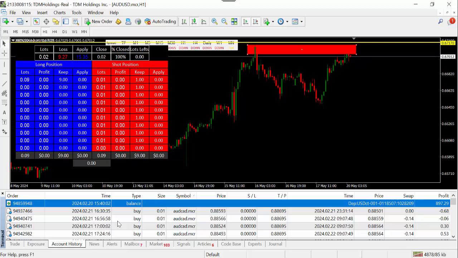I have many screens around me here, but because I'm a software developer, I don't have a choice. I just have to have them around me to develop my indicator, to develop my EA, my strategy. You see, so this is where I'm going to stop today.